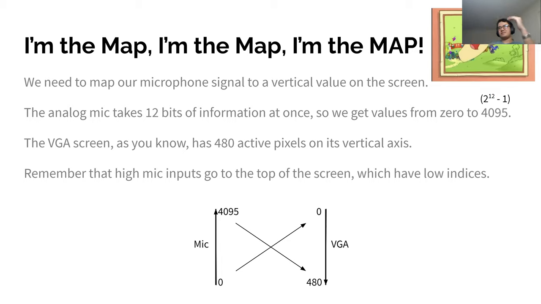So we have to flip it by doing sign multiplication, and then using ratios to squeeze it down from 0 to 4,095 to 0 to 480, and then simply add or subtract to move it up or down the screen. So, any questions there? We'll explain it also in the spec.